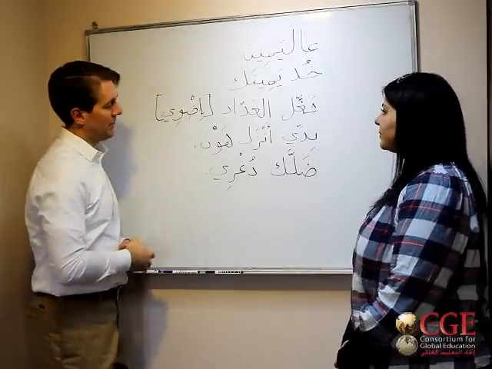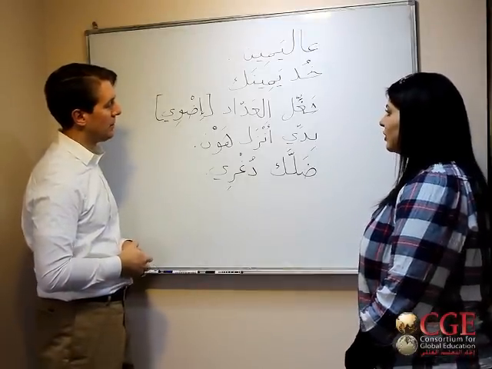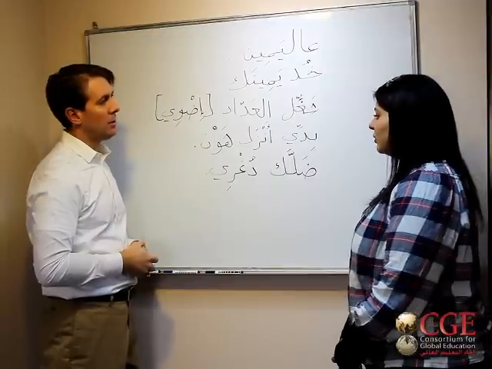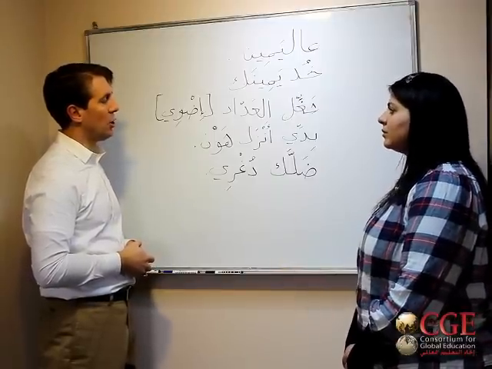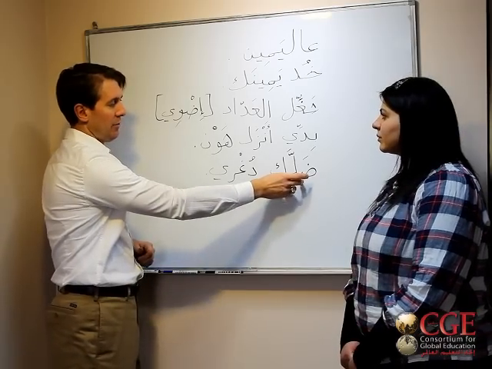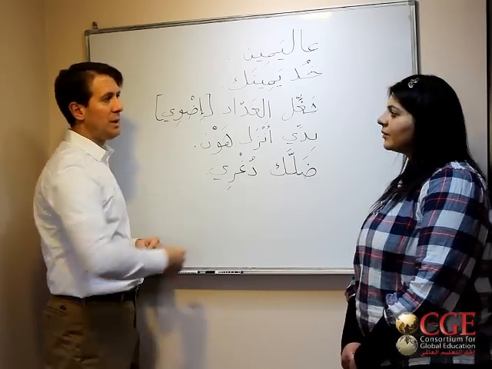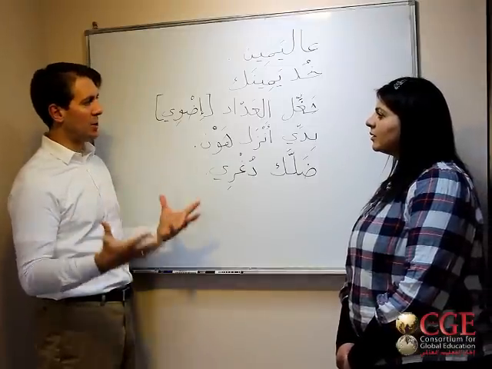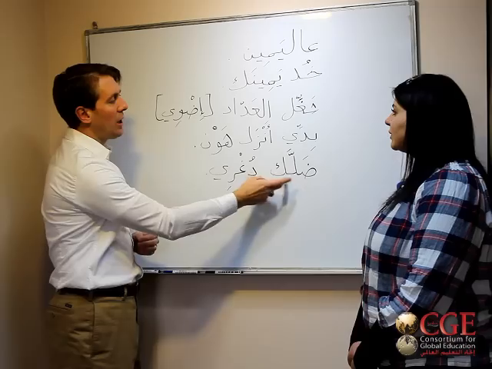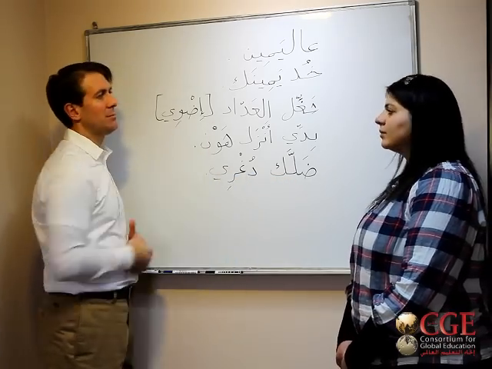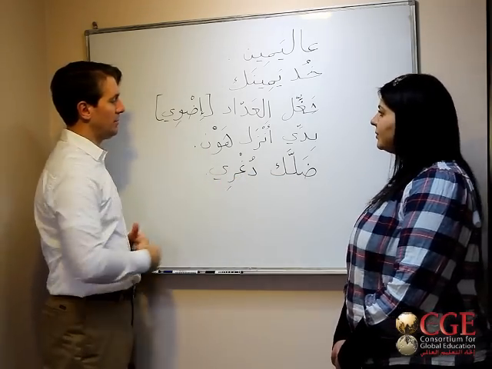And the next one, ضلك دغري. If you are telling the taxi to keep going straight, we say ضلك دغري. So this one is from the Fusha verb ظل, which means it kept or it stayed. Yeah, stayed. So ضلك means stay straight. All right. Dugri, straight.